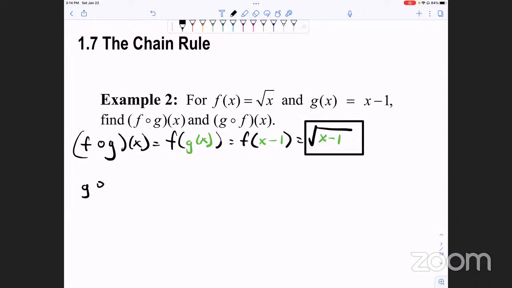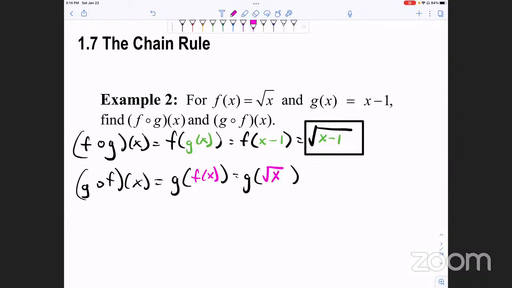And g compose f of x. This is going to be g of f of x. G of, now our f of x is square root of x. So g of that, where g of x is x minus 1.